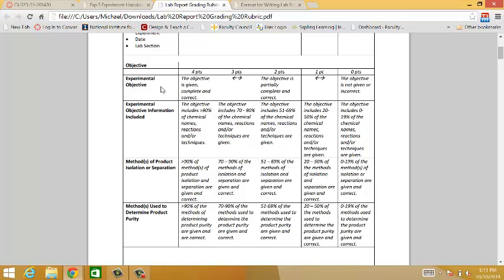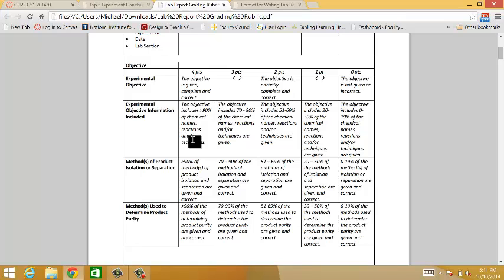That was our goal. How did we do that? Well, we did that by steam distillation and extraction, and so that would be a second statement. The first is the experimental objective, and then how we did it would be the second statement. Down here you'll see the objective lists the chemical names, reactions, and or techniques. So we want to include that.